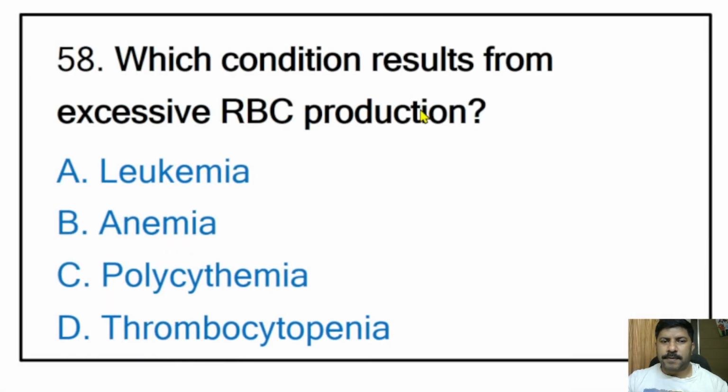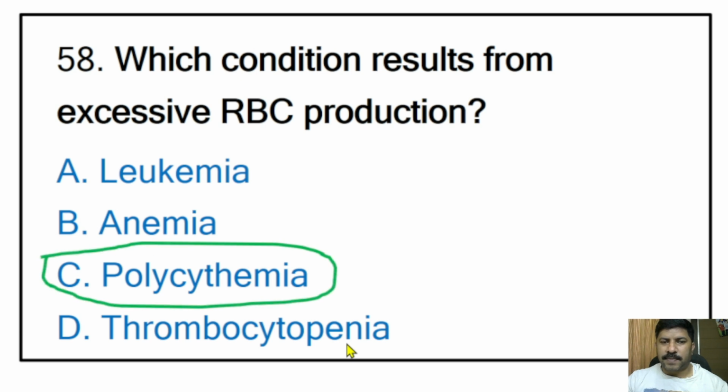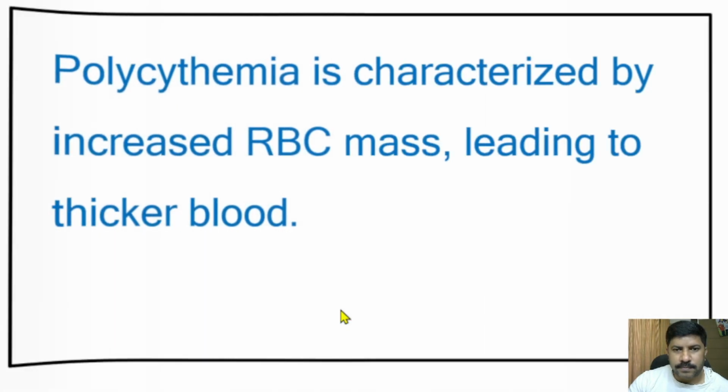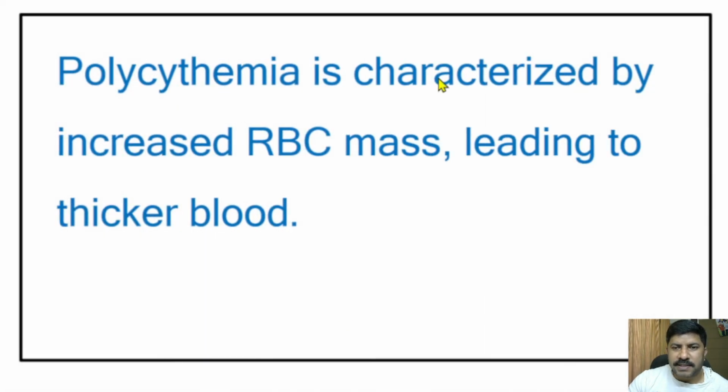Which condition results from excessive RBC production? Leukemia, anemia, polycythemia, thrombocytopenia. The correct answer, polycythemia. I have already discussed it in a previous video. Usually hemoglobin is more than 16 grams. Polycythemia is characterized by increased RBC mass leading to thicker blood. Thicker blood, we can also say viscosity of the blood will be more.